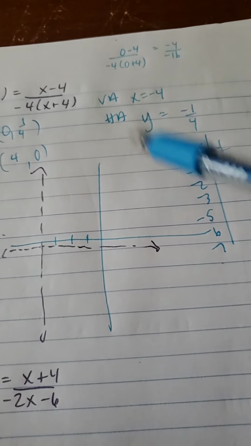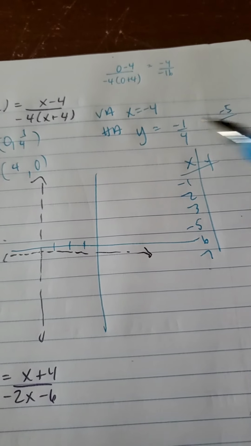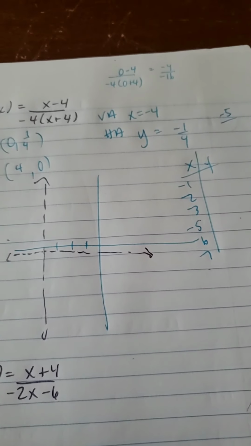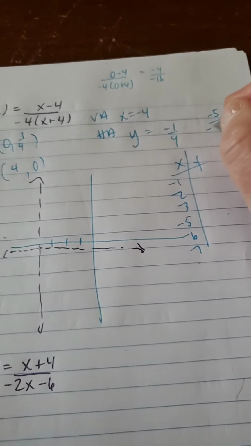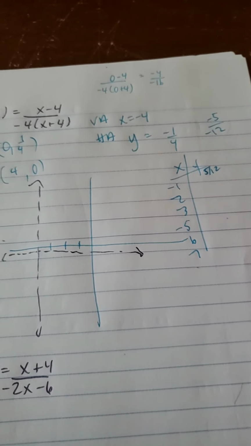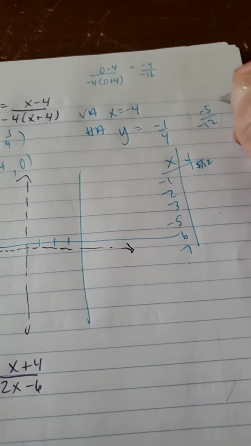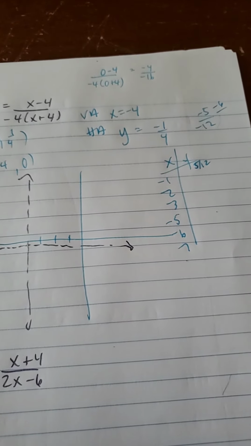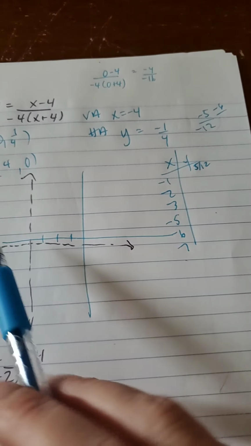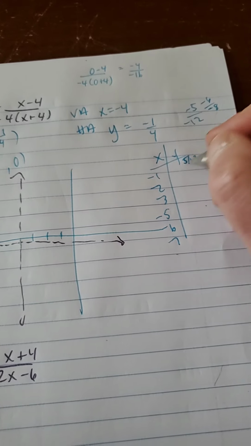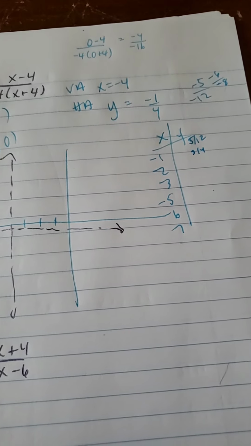When I plug -1 in, I get -1 minus 4, which is -5, over. And when I plug -1 in here, I get -1 plus 4, which is 3, times -4, which is -12. So I have 5/12. For when I plug -2 in, I get -2 minus 4 is -6, over. And when I plug -2 in on the second part, I get 2 times -4 is -8. So I get +3/4. So I am increasing in size there.